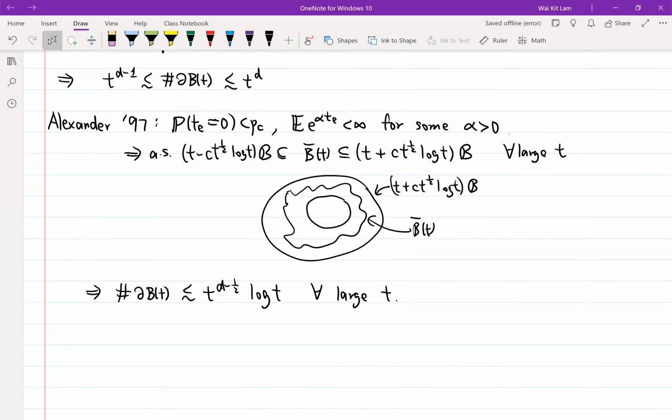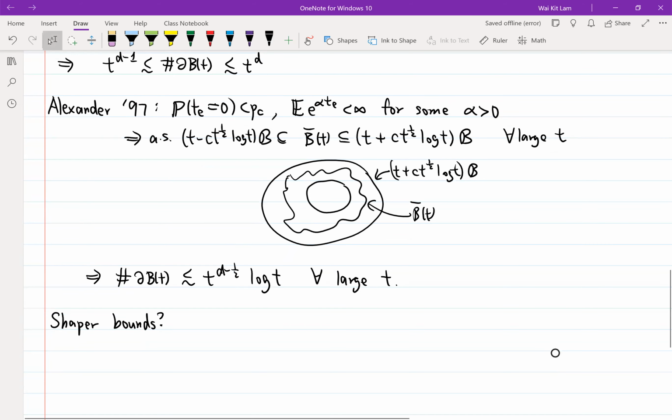So can we get some sharp bounds for the boundary? This is the question that I want to address.